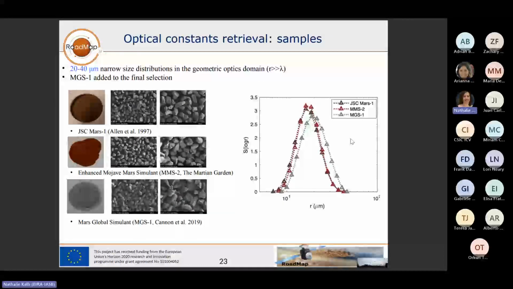Okay, so here are the final samples. We had to select the 20 to 40 micrometer smaller size distribution in the geometric optics domain. We also added another sample, the MGS1, because it is very different spectrally from the other two samples. So it's good to have as much variety as possible when we are working with the samples. And here we also have the measured size distributions.